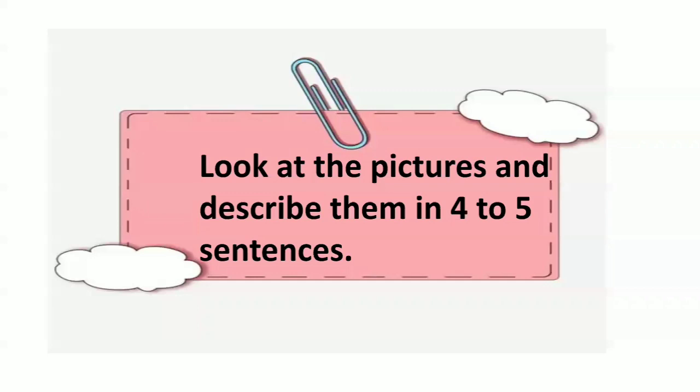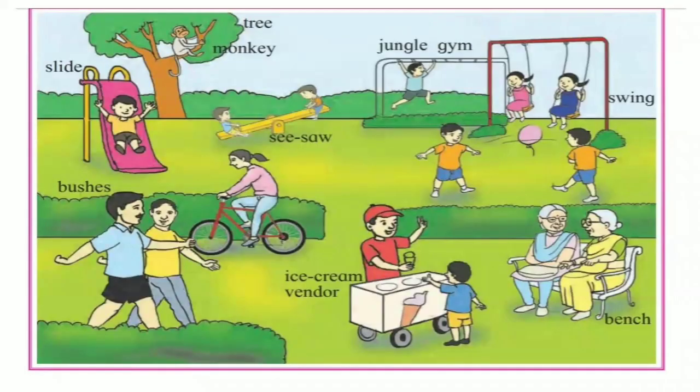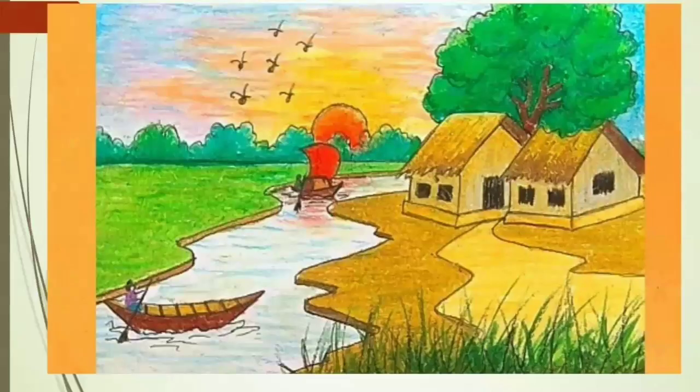So now we have learned about picture composition. While doing this picture composition activity, we have to think about what we see in this picture, what the children are doing, what the people are doing, what things are around. Okay, so this is the picture which you have to describe in 4 to 5 sentences. This is the first picture and this is the next picture. Both the pictures you have to describe. Look at the picture carefully and describe them in simple sentences. I'm sure definitely you are going to do this activity very nicely.